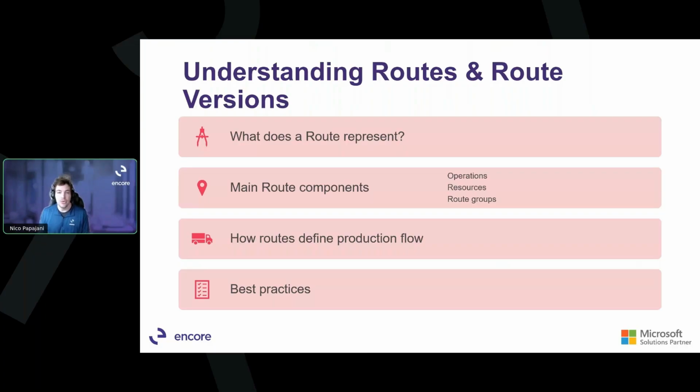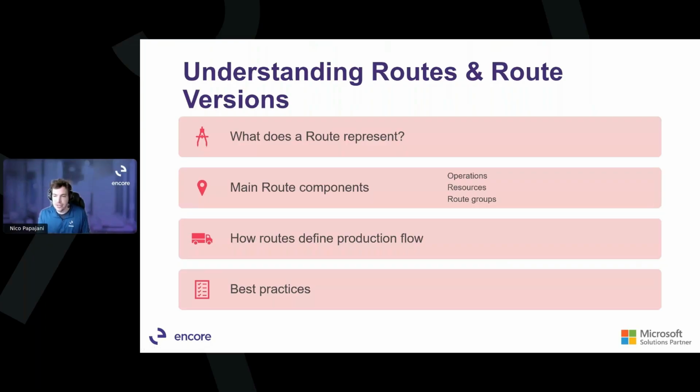Now, you can have more than one route, obviously, per production environment, and you can assign more than one route to a released product. But for one production order, only one route can exist on that production order.